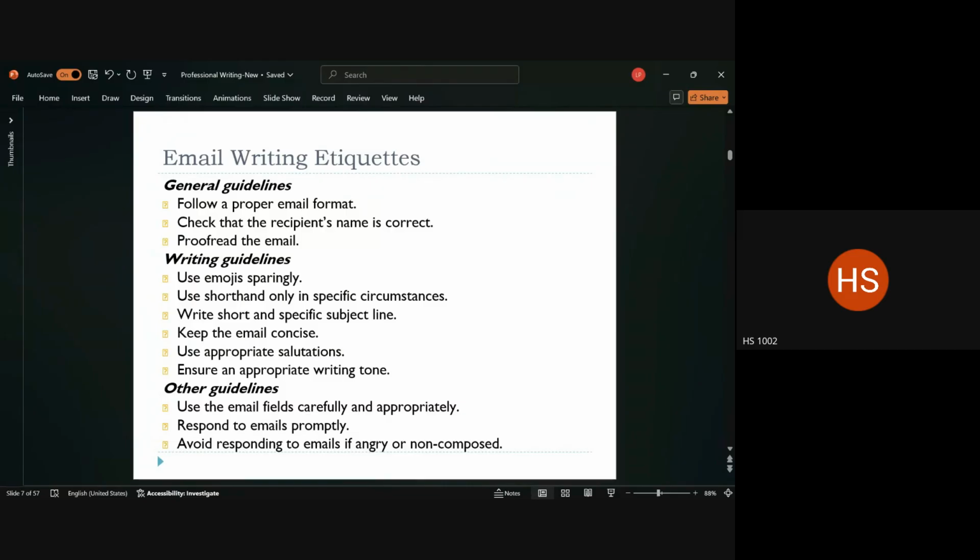Third thing includes a short and specific subject line. I'll discuss this at length when we are talking about the subject line. Email must be concise. We already discussed why. Appropriate salutations. Again, salutations are a very, very important part of professional emails. Do not skip them. Write them and write them properly based on conventions.